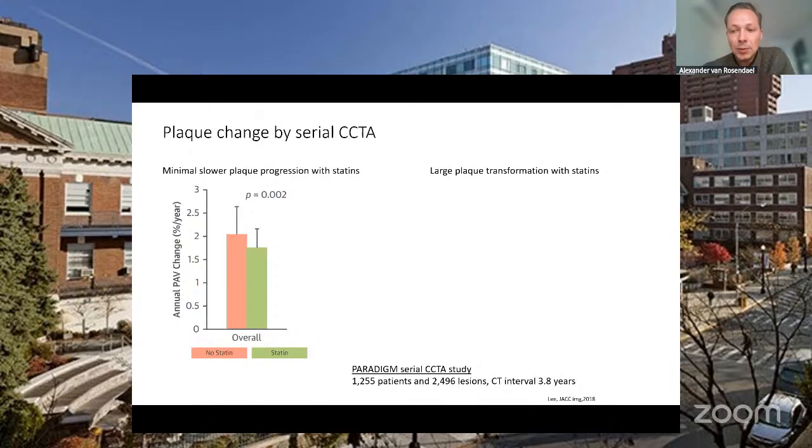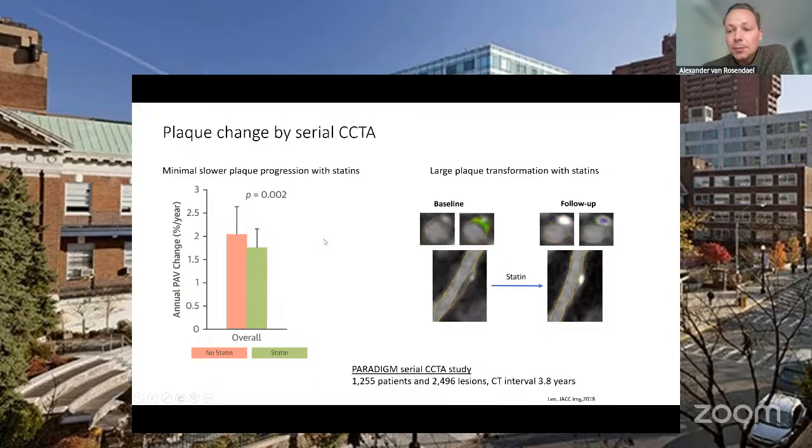So this is what happens when you do serial CT and you give statins. This is the Paradigm study. It's a registry of 1,200 patients, almost 2,500 lesions. Patients got the CT scan at baseline and 4 years later. And when you look at the patients without statins and with statins, you saw that the annual change in percent atheroma volume, so the annual change in plaque burden, was a little bit slower in the patients who used statin. All patients progressed, as you can see. It was just a little bit slower in the statin group, but as you can see, it was not a lot. But where the difference is going to be with serial CT is in the plaque composition.